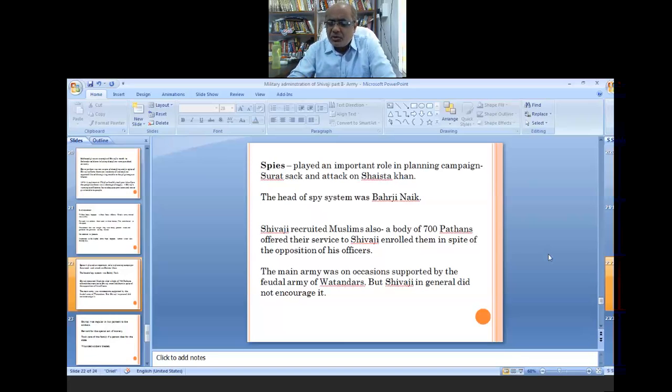Many of Shivaji's lieutenants, the Maratha nobles, advised Shivaji not to accept them in his service. You cannot trust these people. But Shivaji nevertheless accepted them in his service, and they served Shivaji.